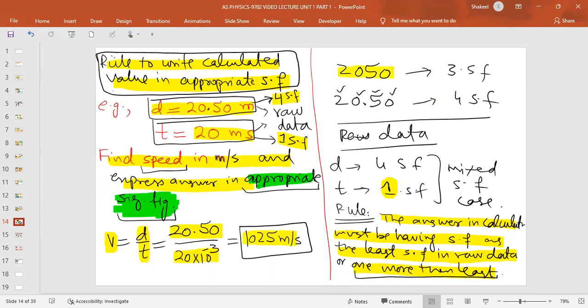Now, the value of the distance, which was 20.50, if we just look at 2050, it is having 3 sig fig because this zero is not significant. And if you look at 20.50, then all the zeros are significant. So 4 sig fig are there. So in the raw data, D is having 4 sig fig and time is having 1 sig fig. So the rule is the answer in calculated value must be having significant figures as the least significant figure in the raw data or one more than least.